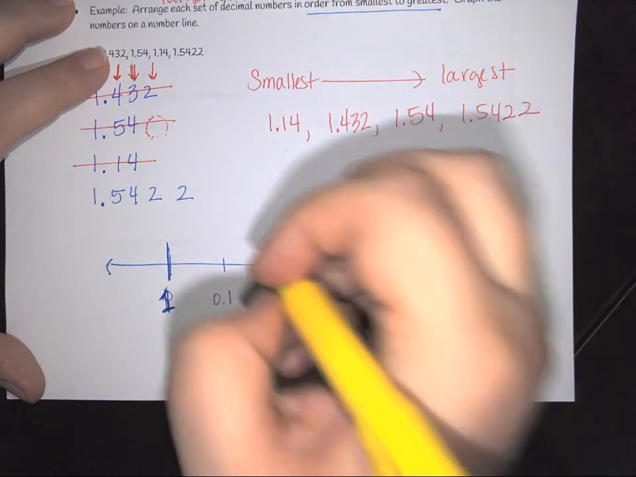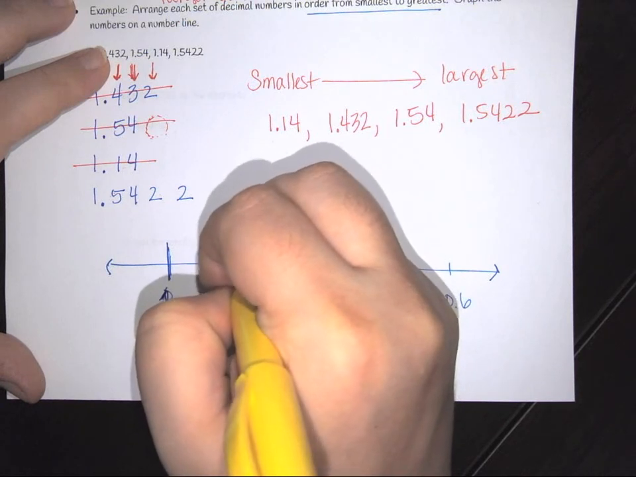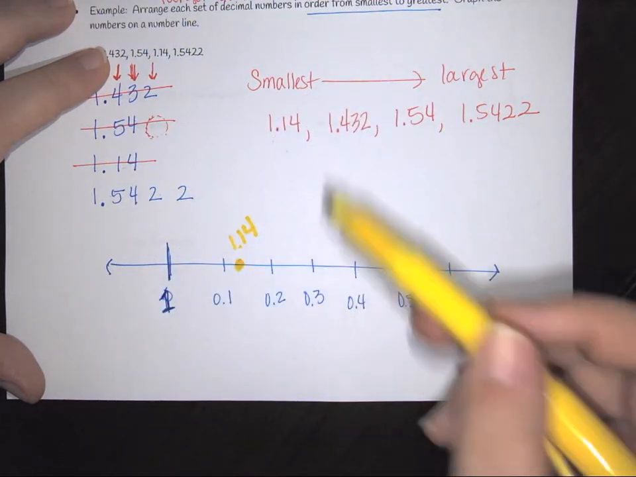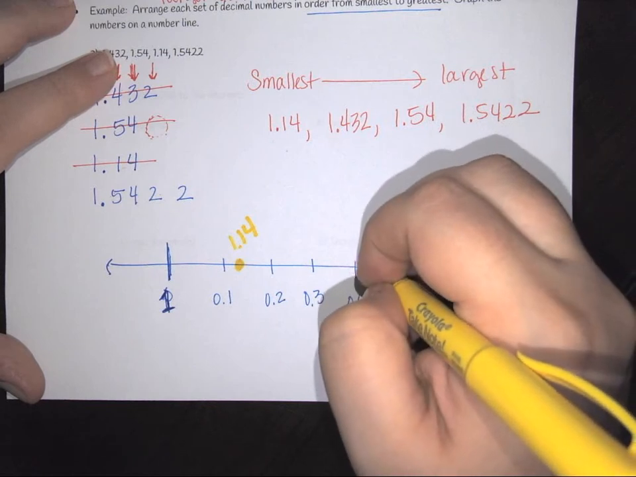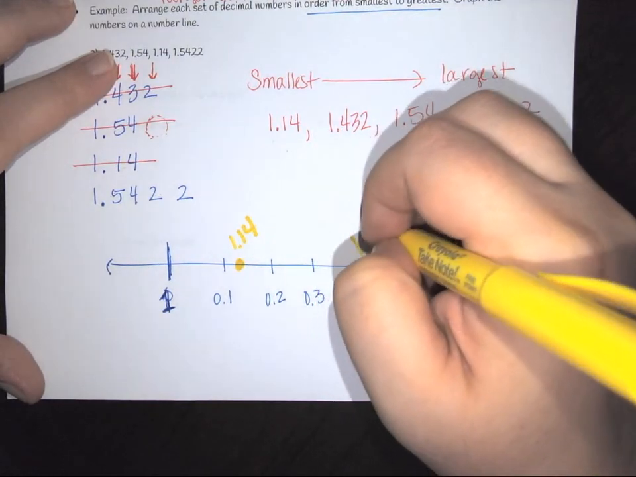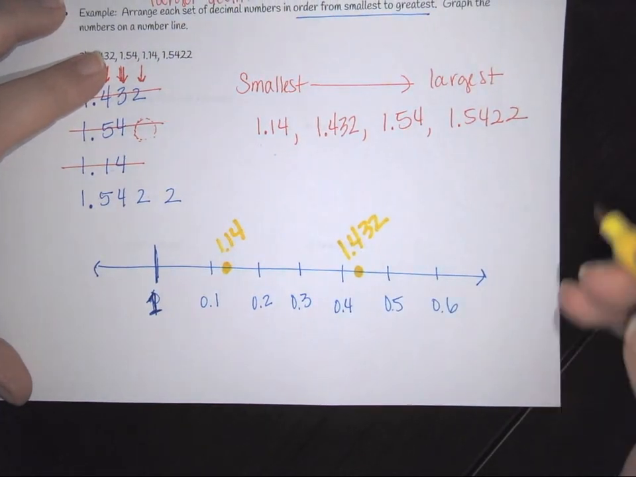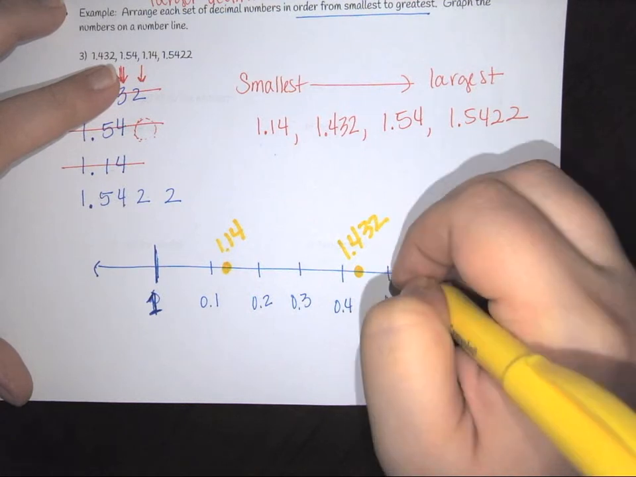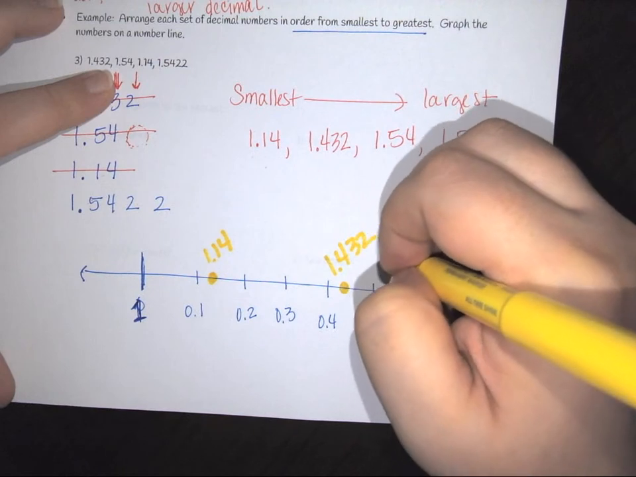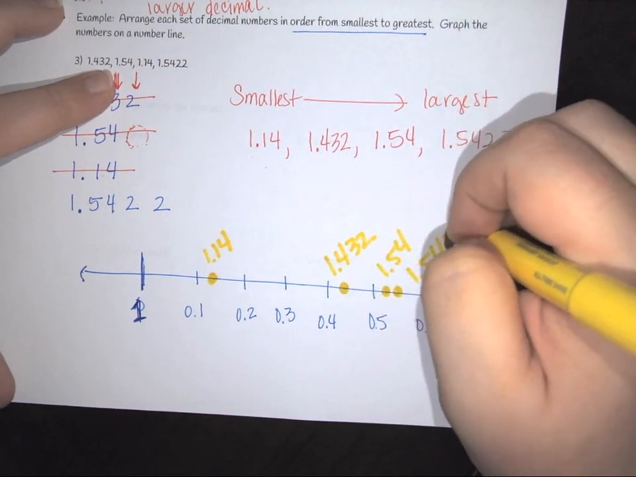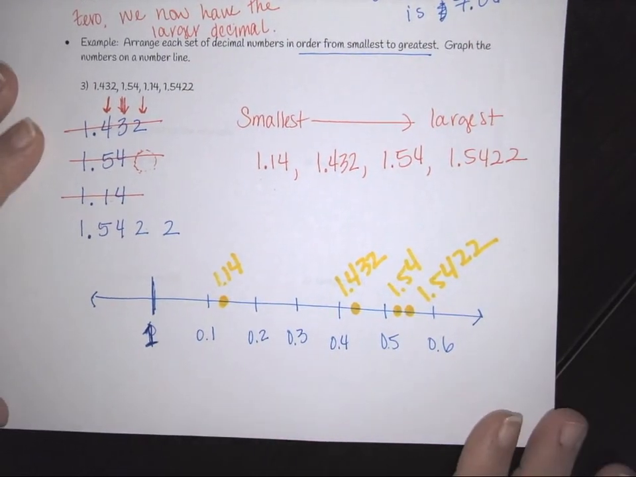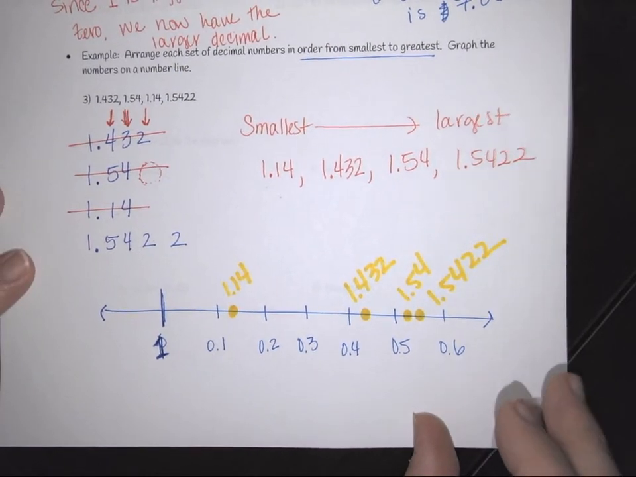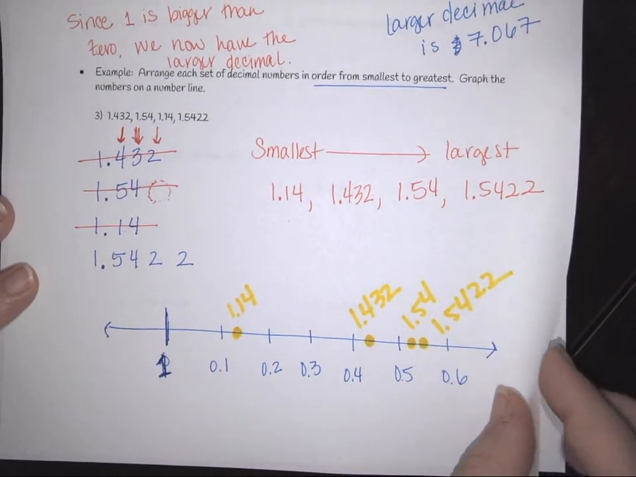1.14 is going to fall roughly right there. And so this would be 1.14. Then we have 1.432, so maybe that falls about there. Then we have 1.54, so we're talking about maybe right here, and then literally right next to it is the other, so this is 1.54 and 1.5422. So when you're making a number line, you're really just kind of guesstimating where it is. You're just showing a visual of what's going on. Now again, there's many different ways that you can set it up. This is just one such method to do that.